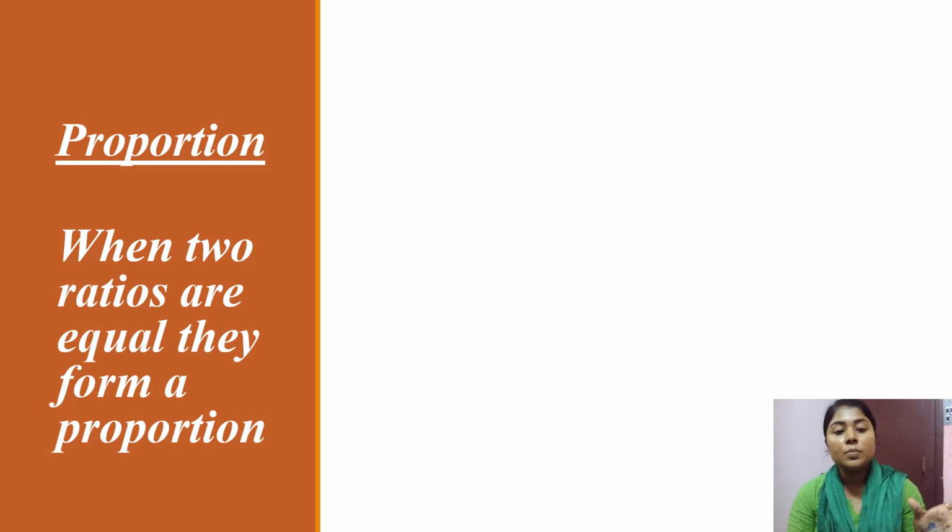When we compare both ratios, A by B as well as C by D, if we get the same value, which means both the ratios are equal, then we can say both are in proportion. Okay, so I'm not going to confuse you. I have another example.